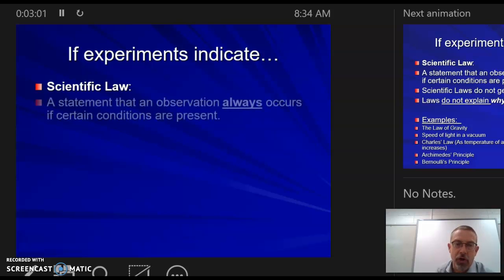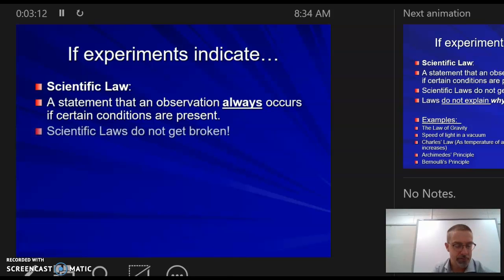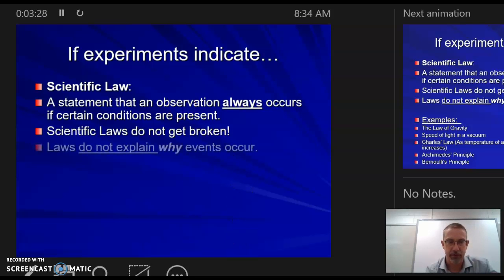So a scientific law is a statement that an observation always occurs if certain conditions are present. What do I mean by this? One thing about a scientific law is that it will never get broken. I can violate the speed limit. I could go home tonight and drive 90 miles an hour. I could violate a law made by civilization. But a scientific law will never get broken. Never ever.